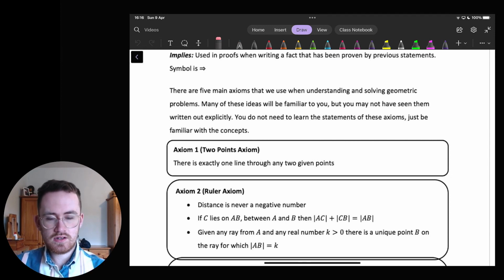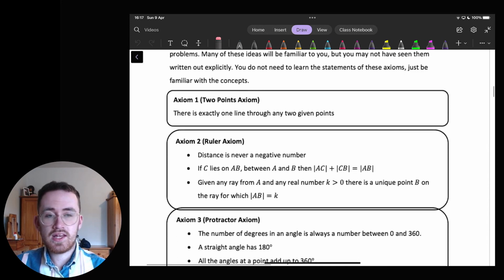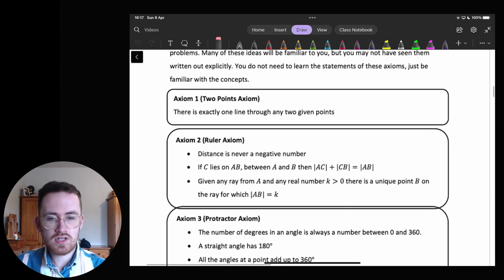And you don't need to learn how to state them. You're not going to be asked what is axiom 1. You just need to be familiar with the concepts involved, so that you're happy that these are accepted true things. So the first one is there's exactly one line through any 2 given points. Fairly straightforward. We can't draw more than one line through 2 points.